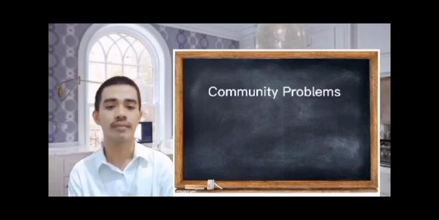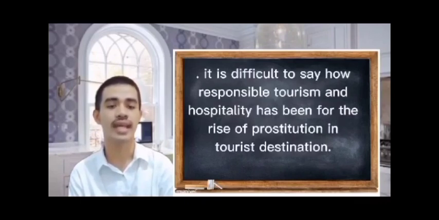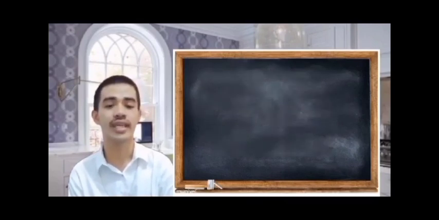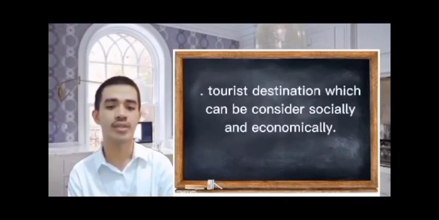Third, community problem. It is difficult to say how responsible tourism and hospitality have been for the risk of prostitution in tourist destinations. Fourth, negative demographic effect, in tourist destinations, which can be considered socially and economically.